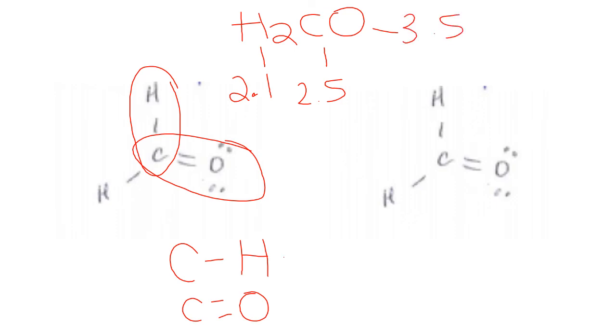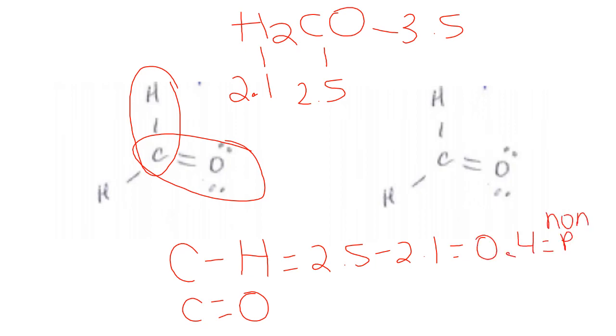So first the carbon-hydrogen bond, 2.5 minus 2.1 is 0.4. And so that's going to be a non-polar bond. And because it's non-polar, it has no symbols. You don't draw anything on the CH bond. So that was easy. But let's look at the CO.